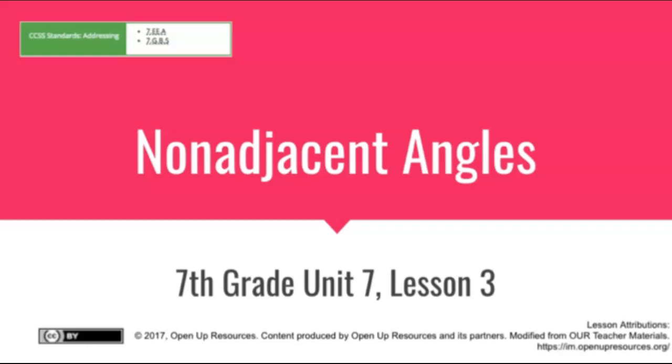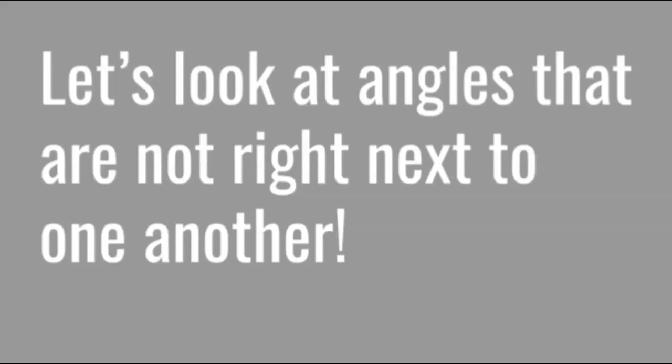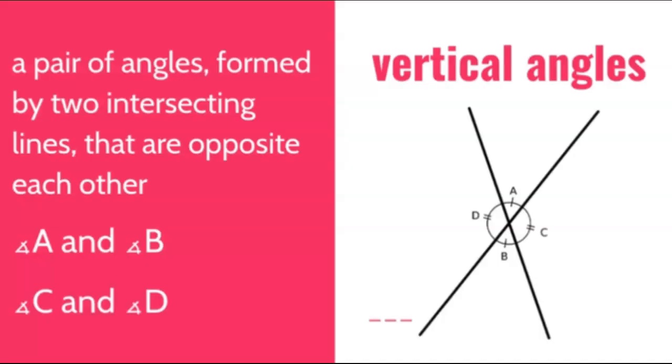Today, we're going to be taking a look at some non-adjacent angles, and in particular, vertical angles. So let's look at angles that are not right next to each other. That's what non-adjacent means. Vertical angles are a pair of angles formed by two intersecting lines that are opposite each other.